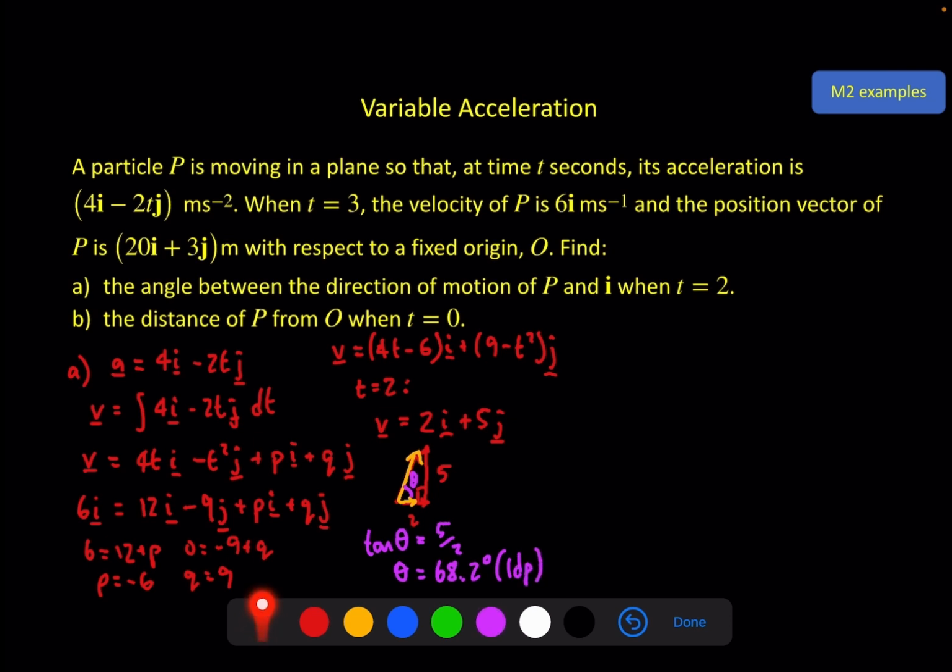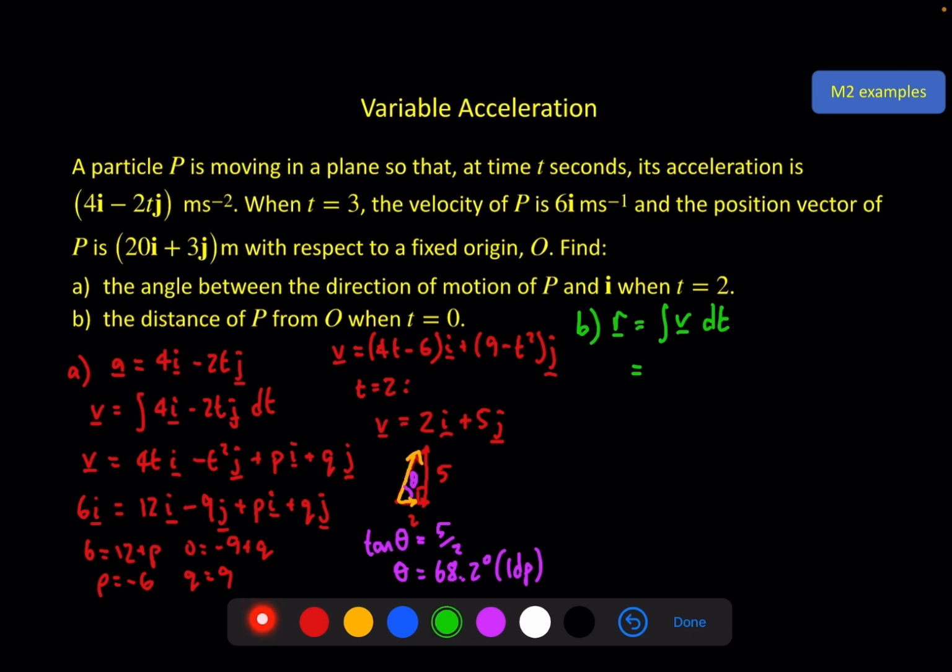Part B, the distance of P from the origin O when t is equal to 0. So to find the distance, that's the scalar version of the displacement, so we need to apply Pythagoras on the position vector. But we don't have the position vector yet, we've got the acceleration and the velocity. To find the position vector, we need to integrate this. So for part B, the position vector is equal to the integral of the velocity vector with respect to time. I won't write all of that out again. I'll just go ahead and write the answer using this here.